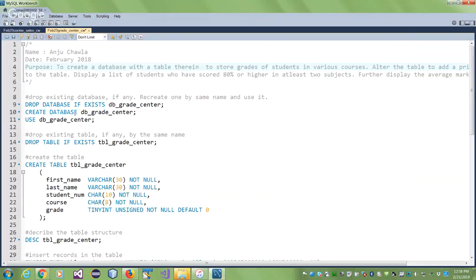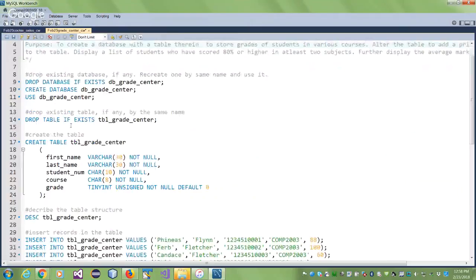Drop the database if it exists, create one and use it. Drop the table. I've uncommented it because one of you commented it in the exam. Now in the exam, if I've asked you to do it, please uncomment it. It has marks. I comment it in class because I know it's useless, but when I'm asking in the exam, I want you to write it for me, not put it in comments. Then I create the table.